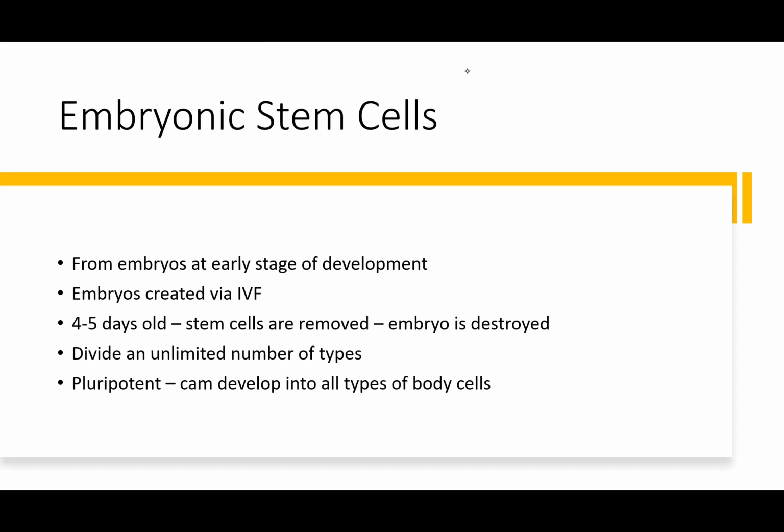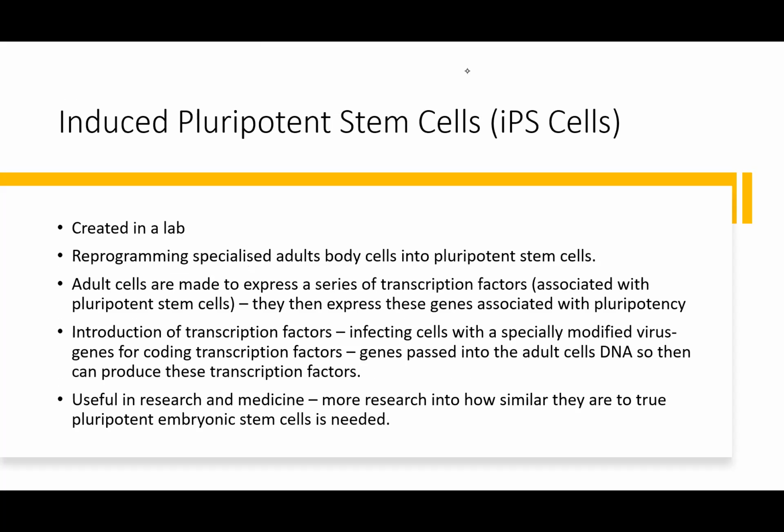The rest of the embryo has to be destroyed because when we remove all those stem cells, we're basically removing the ability for that embryo to then divide and develop into a fetus. It can't. So by removing those stem cells, we're destroying the embryo. Embryonic stem cells can divide an unlimited number of times and develop into all types of body cells because they're pluripotent. And our third source is induced pluripotent stem cells, iPS cells.